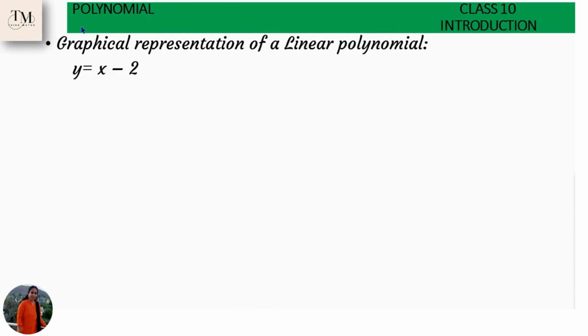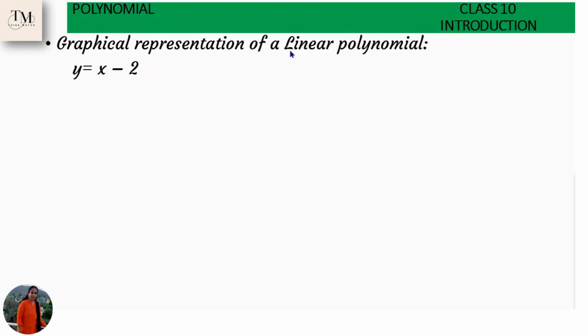In the last session, we saw about polynomials, that is, what are polynomials and the types of polynomials. Here we are going to represent the polynomials in graphs. The first polynomial is the linear polynomial.